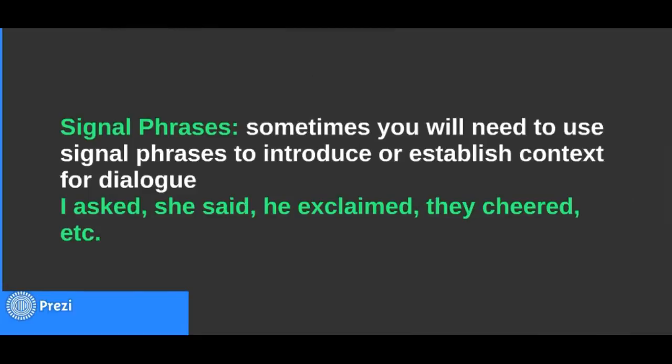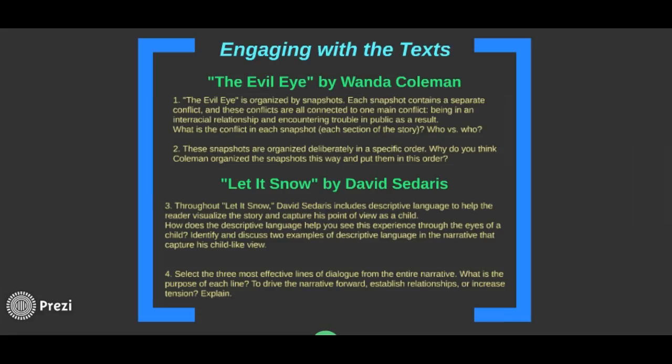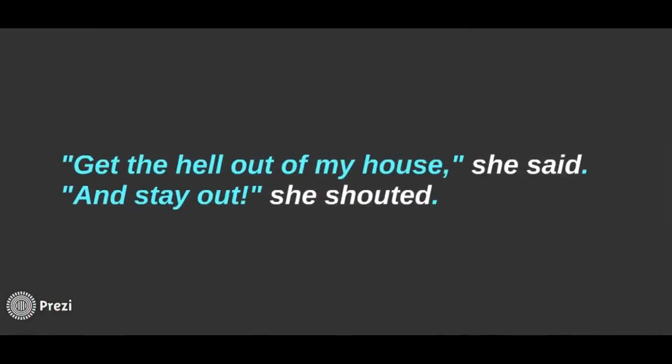Signal phrases. Sometimes you will need to use signal phrases to introduce or establish context for dialogue. I asked, she said, he exclaimed, they cheered, etc. In Let It Snow, we have the mother speaking. "Get the hell out of my house," she said, "and stay out," she shouted. You can see here that David Sedaris didn't use said both times. What you want to do is to avoid using says or said too many times. There's so many different verbs that you can choose from to capture not just what is being said, but the way the person is speaking. So make sure when you use signal phrases, you choose your verbs carefully.